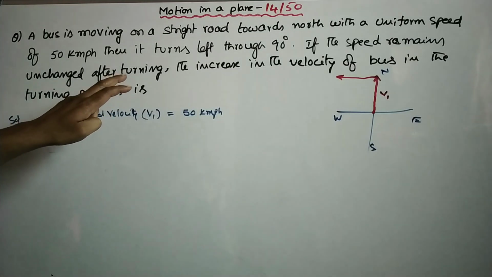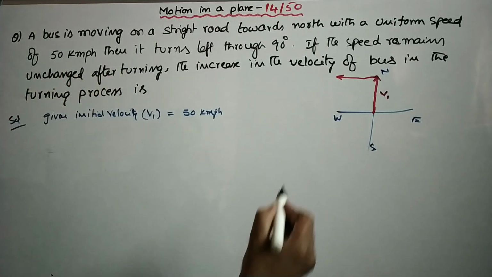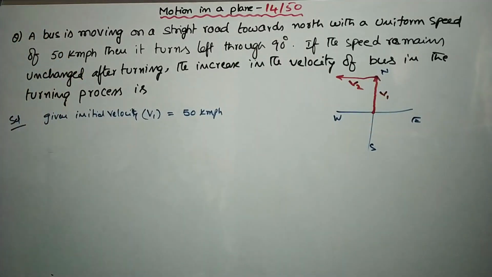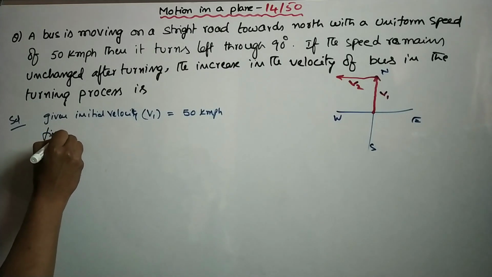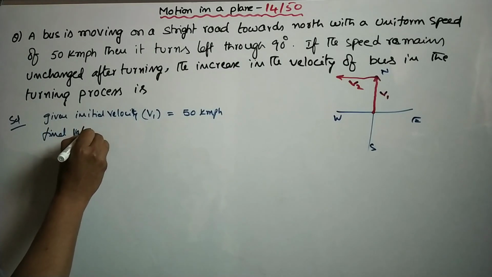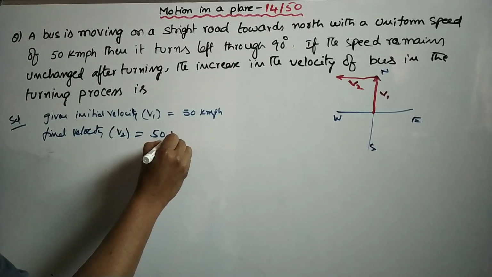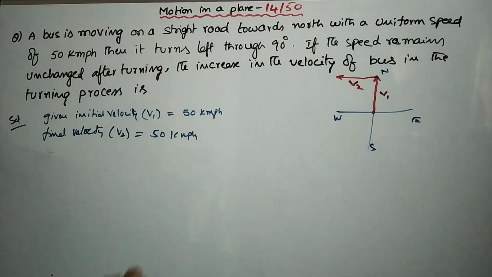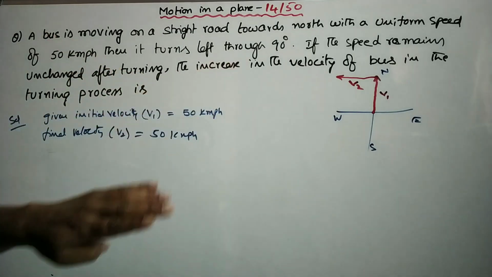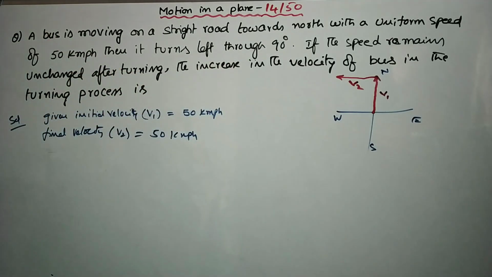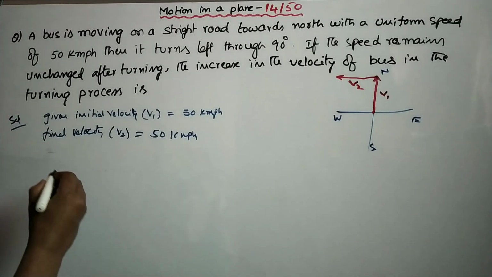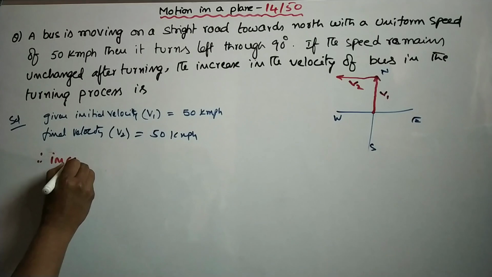If the speed remains unchanged, this is the velocity v2, the final velocity. v2 is equal to the same 50 km/h, there is no change. After turning, the increase in the velocity of the bus, so there are two velocities. So, increase in velocity.